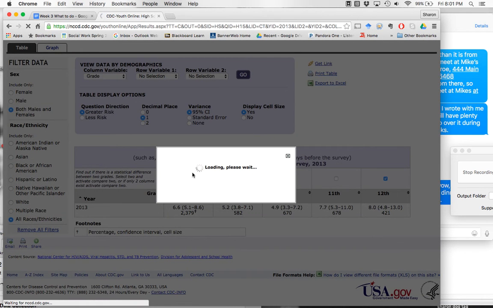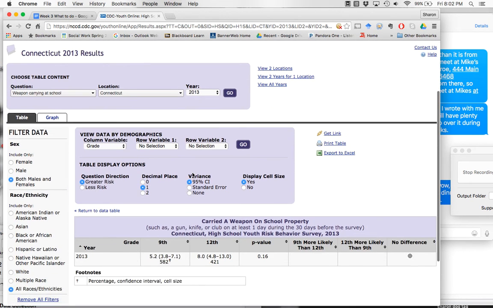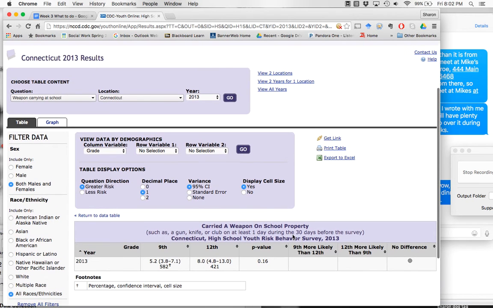So one of the things that you might have for a hypothesis is that older students are more likely to carry a weapon. And then we do this analysis because we go, okay, well look, this is 8.0 and this is 5.2. But look what happens with the p-value. The p-value is higher than 0.05, so there isn't a statistical difference between those two groups. So what this demonstrates is that even though you have a visible difference in the percentages, it's not a statistically significant difference. So this is a really fun tool to play around with.